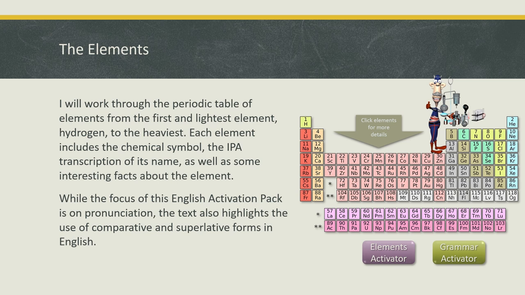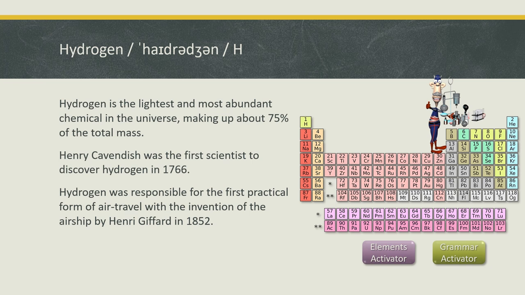Hydrogen. Hydrogen is the lightest and most abundant chemical in the universe, making up about 75% of the total mass. Henry Cavendish was the first scientist to discover hydrogen in 1766. Hydrogen was responsible for the first practical form of air travel with the invention of the airship by Henry Gifford in 1852.